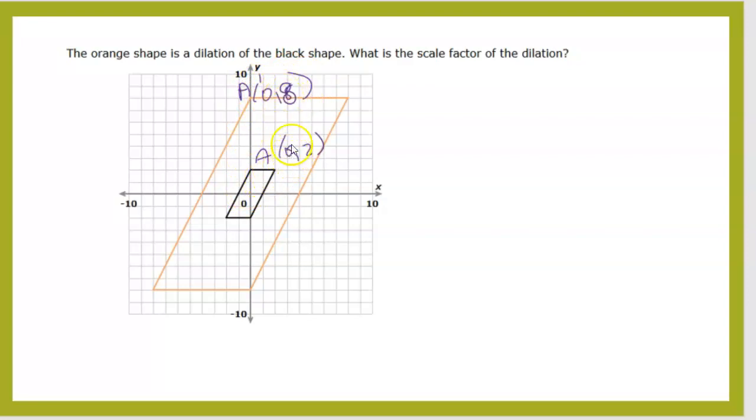Looks like we multiplied both of these by 4. 0 times 4 is 0, 2 times 4 is 8. Let's try another one just to be sure. So this is (1, 0), and this is (4, 0). Yep, look, 1 times 4 is 4, 0 times 4 is 0. We're multiplying everything by a factor of 4.